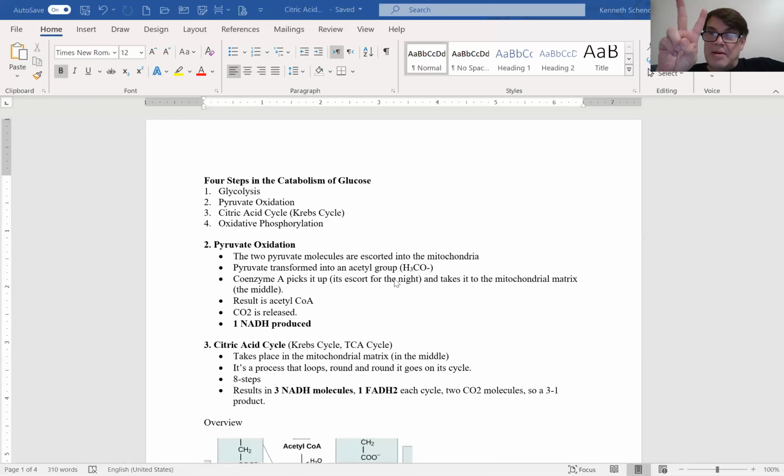So the pyruvate is taken into the mitochondrial matrix. It is transformed into an acetyl group. It's hooked up to a coenzyme A. It farts a CO2, and they have an NADH baby at the end of the date. So that's the second step in the catabolism of glucose.